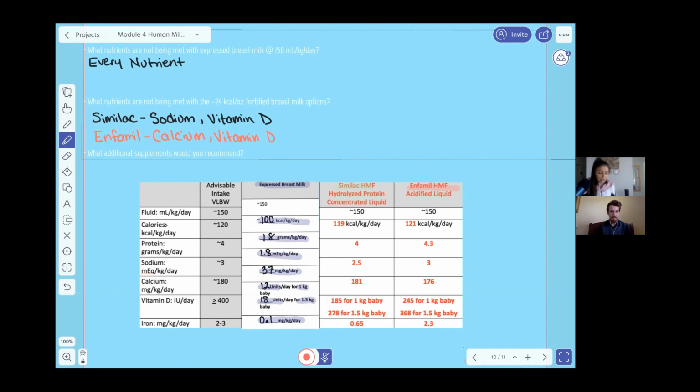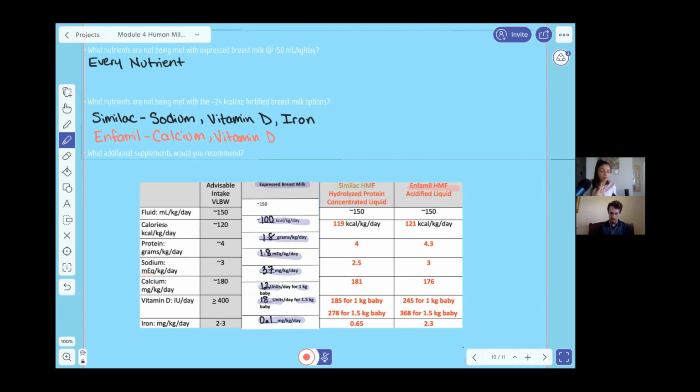So definitely our vitamin D. And then our iron, the baby should be getting about 2 to 3 milligrams per kilogram per day. Similac is giving 0.65 milligrams per kilogram per day, and Enfamil is 2.3. So again, our Similac is definitely inadequate, but Enfamil is pretty okay. I think it's right there in the middle range. Right? Okay. So I think that was a good comparison.